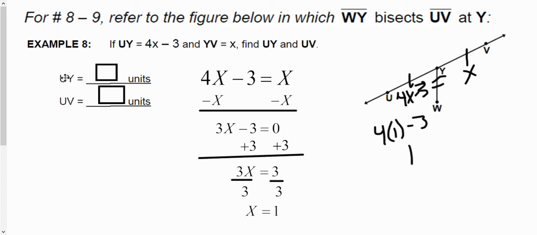So now we can figure out how big UY is. UY is 4 times whatever x is minus 3, and x is 1. So 4 times 1 is 4, minus 3 is 1. UY is 1. Now, I think I might have messed this up before. UV is the whole distance. So I know this piece is 1, the other one's the same, and 1 plus 1 is 2. I think I had messed it up earlier. So this should be a 2. If you have any questions, let me know.